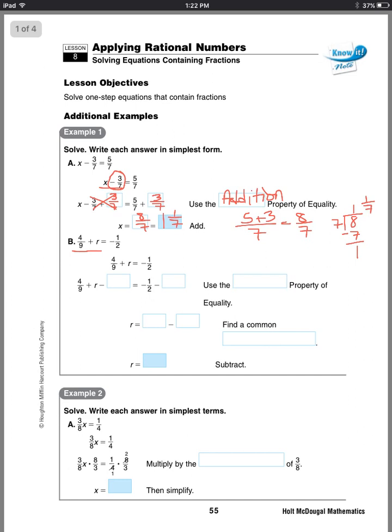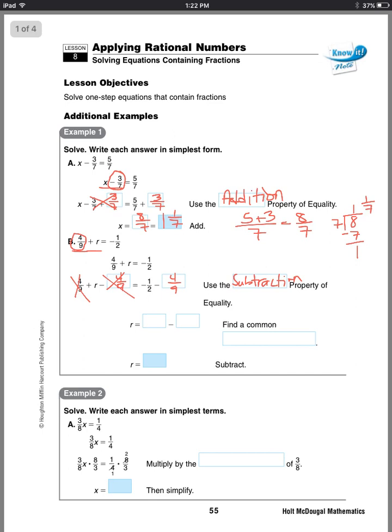Side with our variable, look at the constant. Because the constant has no visible sign in front of it, we know it's being added to r. So the opposite of adding 4/9 to r is subtracting 4/9. Because we are subtracting to undo addition, we are using the subtraction property of equality. Okay, so these 4/9 cancel because one's positive and one's negative, which equals 0, and we're left with just r. Now we have negative 1/2 minus 4/9.